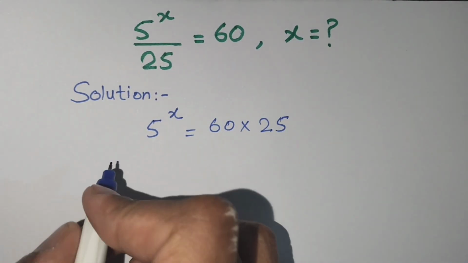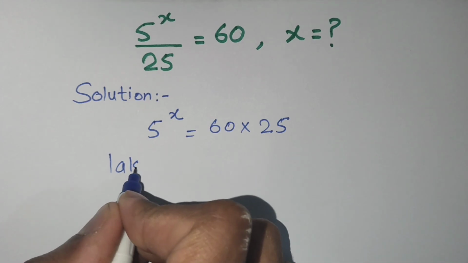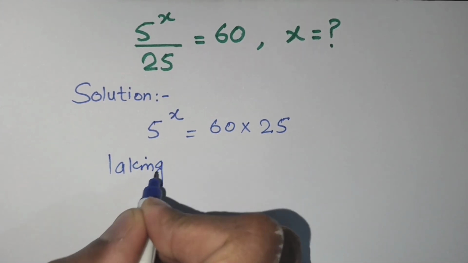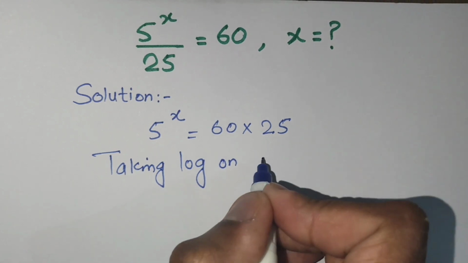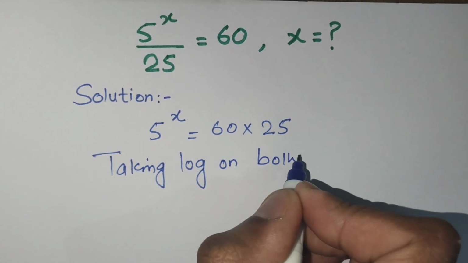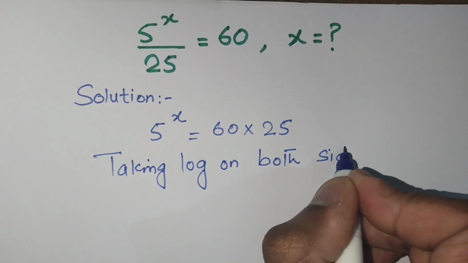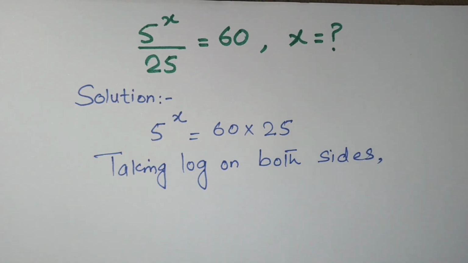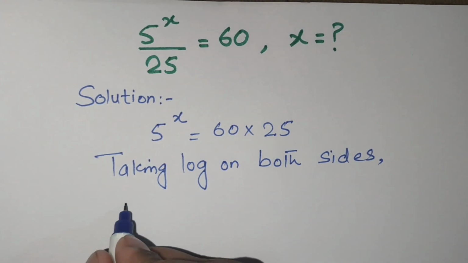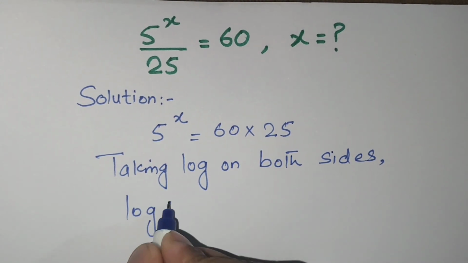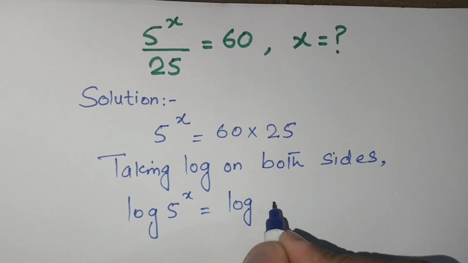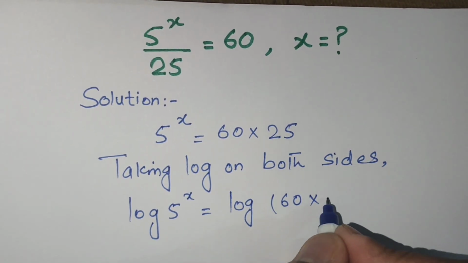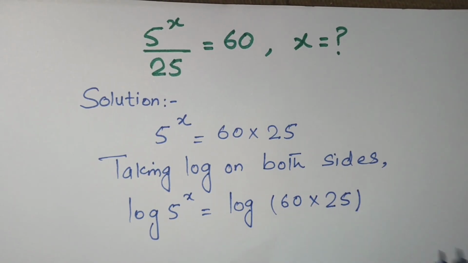Now, in the next step, we will take logarithm on both sides to find the value of x. By taking log on both sides, we will get on the left side log of 5 power x equals log of 60 times 25.